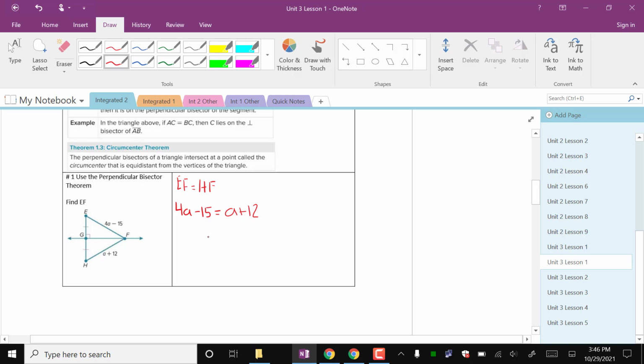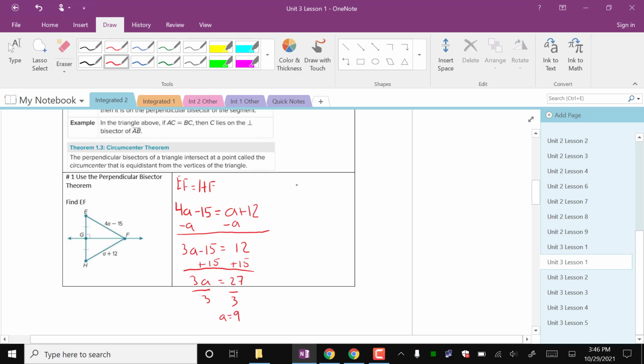So I want to solve this equation. I'm going to start off with getting A on one side. So subtract A from both sides. That gives me 3A minus 15 equals 12. I'm going to add 15 to both sides. That gives me 3A equals 27. Then I'm going to divide by 3. So A equals 9. And it doesn't matter which one we plug it into because as we said, both of them are equal to each other.